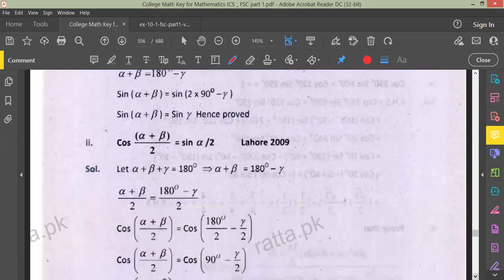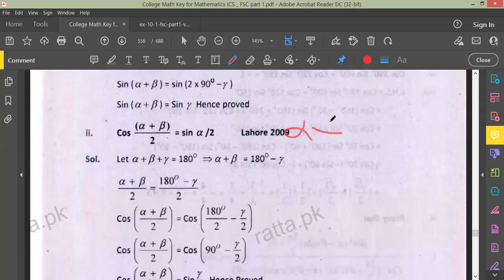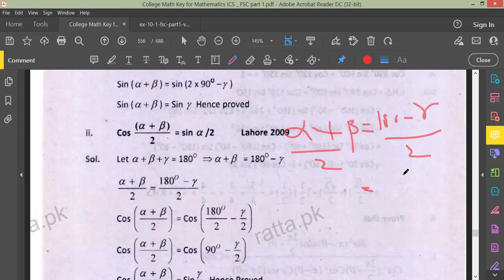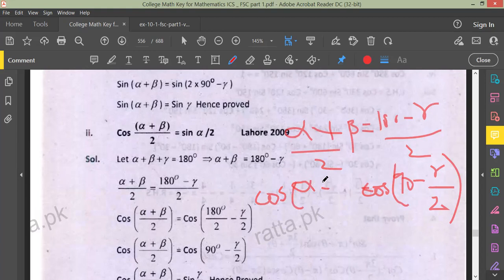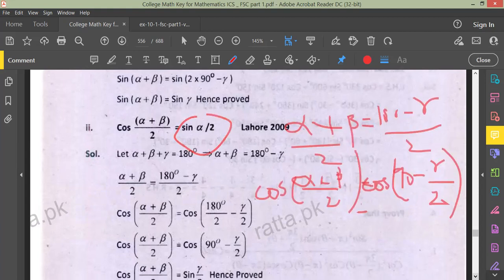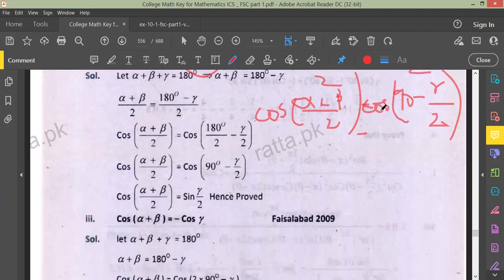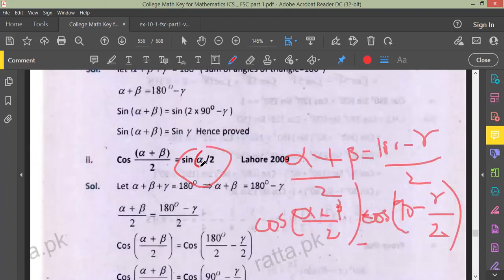Similarly, here for alpha plus beta over 2, you will write alpha plus beta is equal to 180 minus gamma. So divide by 2 here and divide by 2 here also. This will become 90 minus gamma over 2. So we will simply write cos on both sides and open the formula. Then our final answer will be cos of alpha plus beta over 2, which will be equal to sine of gamma over 2.